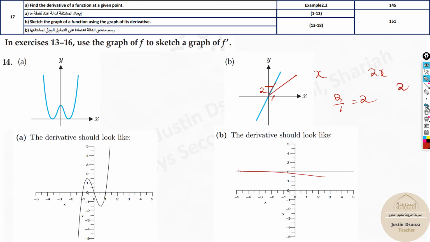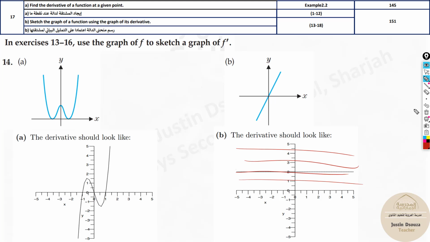And now if you're thinking about increasing, decreasing, what's happening? It's only increasing. There is no point where it will change up and down. It's only increasing. So it must be any answer in the above part. It must be anything above the x-axis, anywhere.